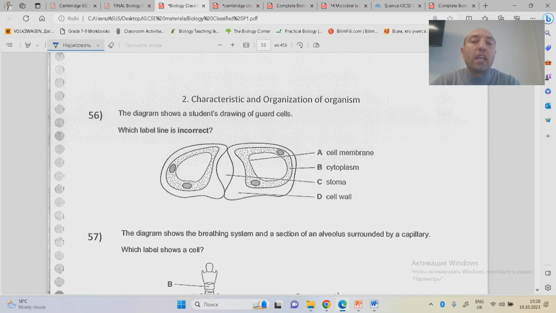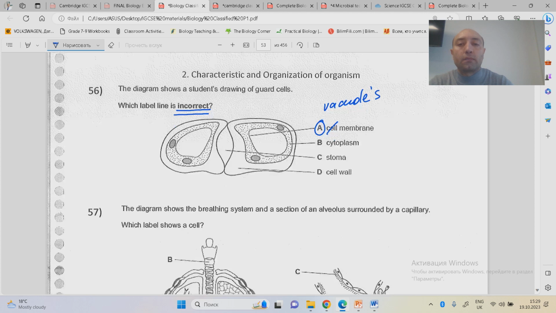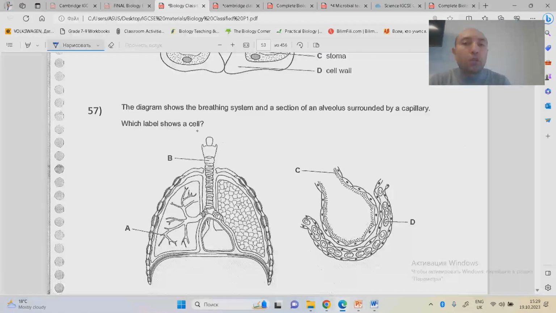Which label line is incorrect? So be careful because they are asking incorrect one. So A, cell membrane, of course, false. Answer in here is A because A is not cell membrane. It is vacuole membrane. B is correct. C is correct. D is also correct.